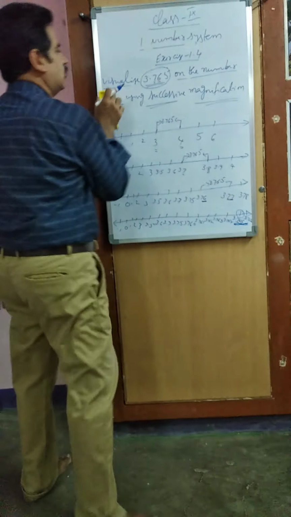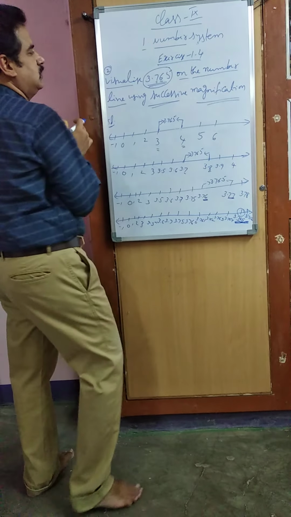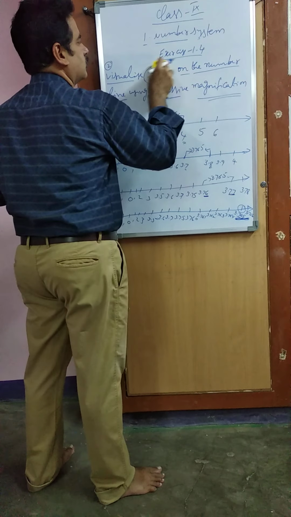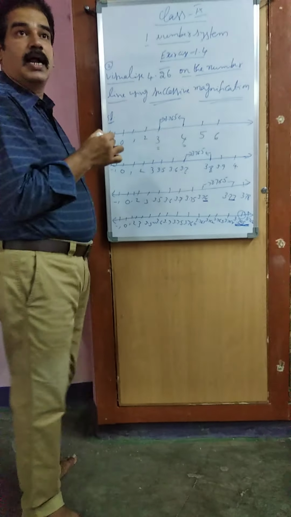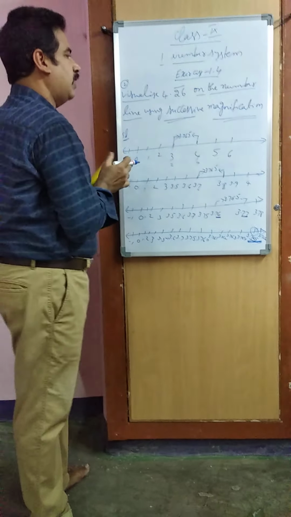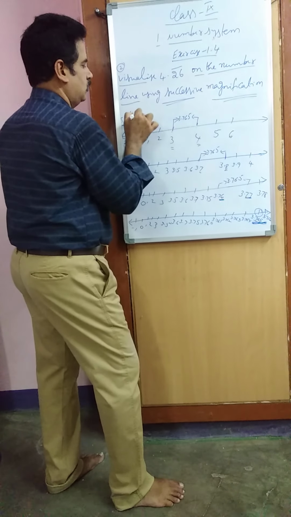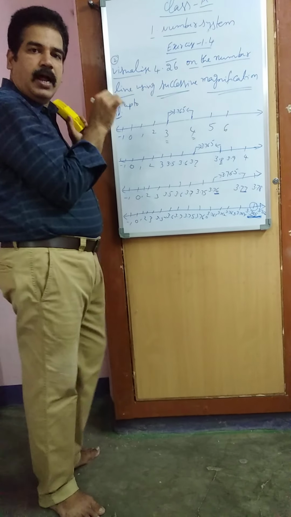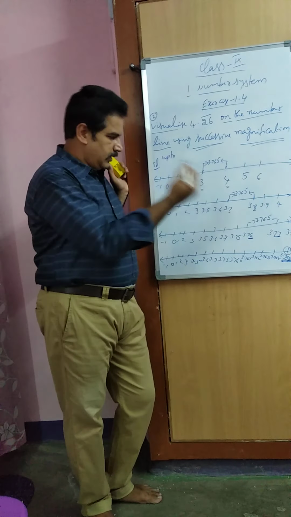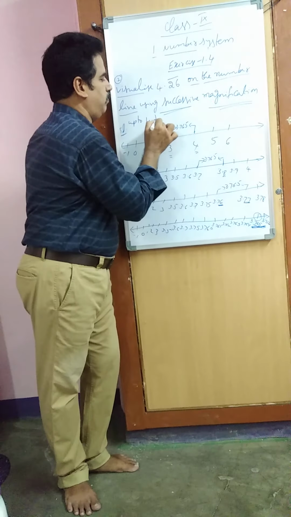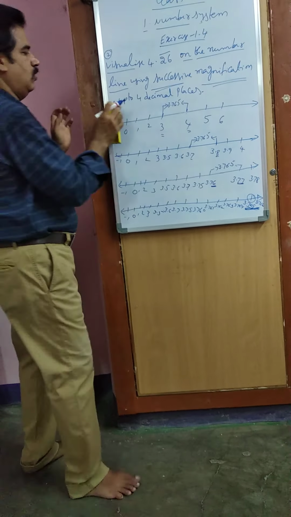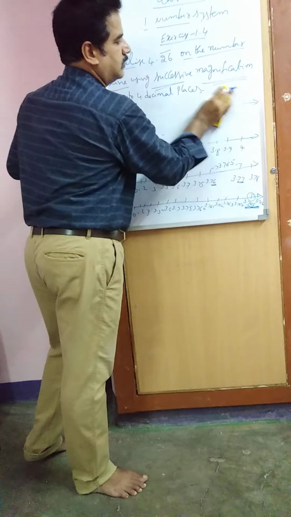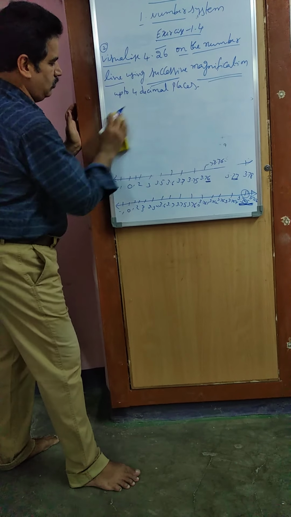Second question in exercise 1.4. Visualize 4.26 bar. This is a non-terminating repeating decimal, and we use the number line with successive magnification. You cannot represent it exactly. I told you, non-terminating repeating decimals can't be represented exactly, so up to 4 decimal places. Okay, and now the solution. The first sum is completed. Second sum solution, you have to write.